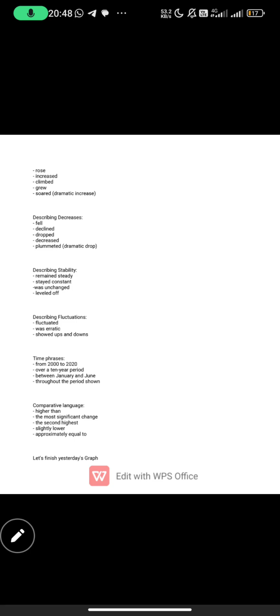Do you get? Now, for comparative language, to compare, because you're trying to compare, and I told you write as to comparing. Now, if you want to write as to comparing, you can use phrases like higher than. This was higher than this at some time. The most significant change, the least significant change, the second highest. You're comparing the first highest, the second highest. And then slightly lower, and approximately equal to, like that. So these are terminologies you can use.